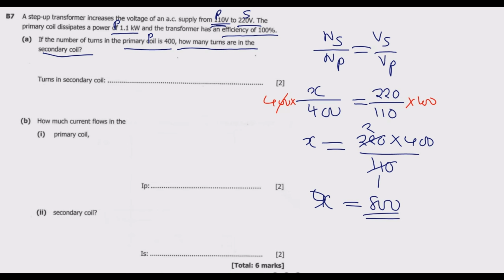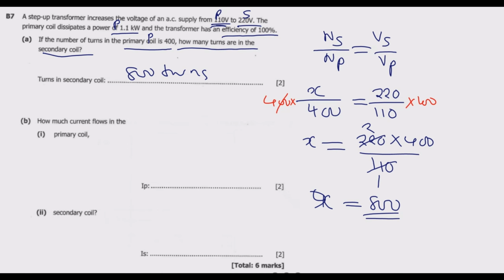So this 800 is the number of turns. So we have 800 turns in the secondary coil, which makes sense because this is a step-up transformer. Then how much current flows in the primary coil?